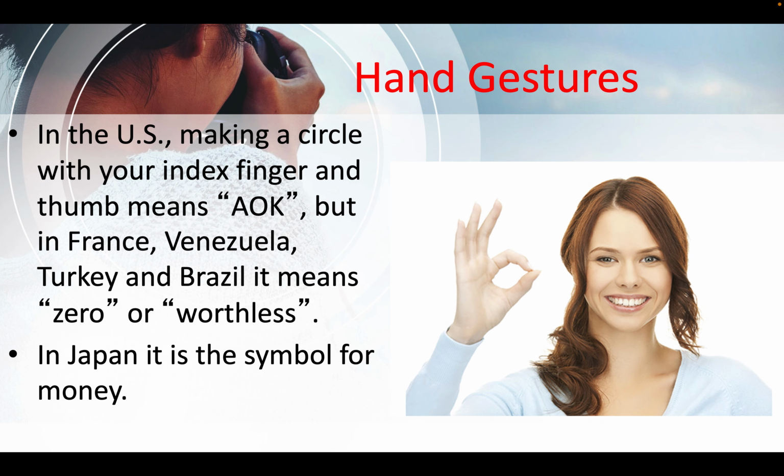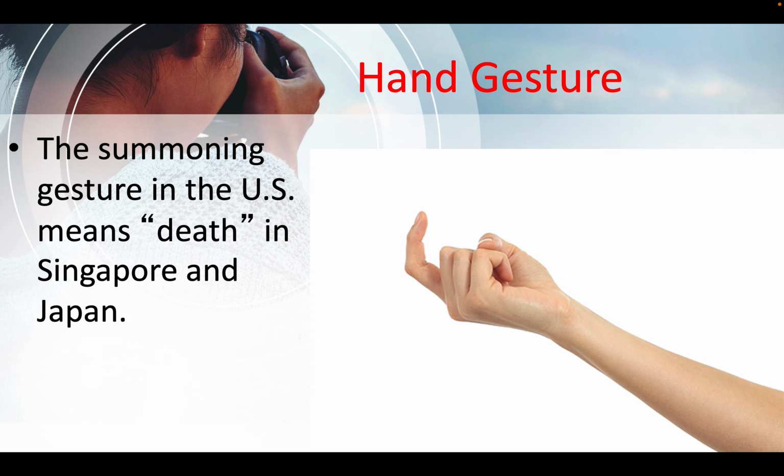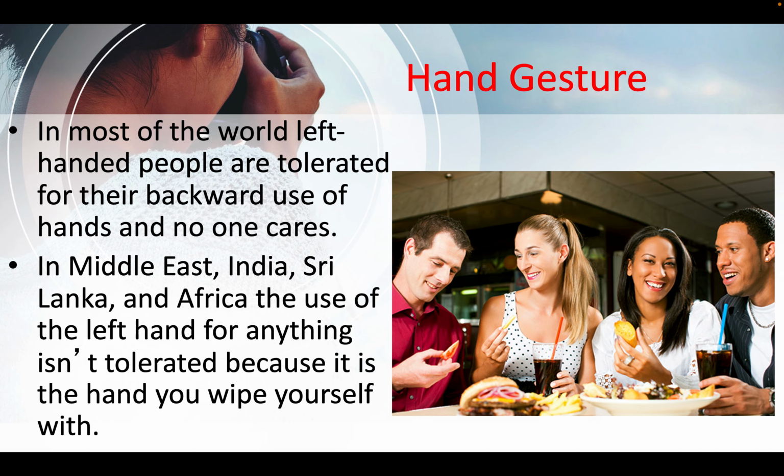In the United States, making a circle with your index finger and thumb means A-OK, but in France, Venezuela, Turkey, and Brazil, it means zero or worthless. In Japan, it is a symbol for money. The summoning gesture in the United States means death in Singapore and Japan. In most of the world, left-handed people are tolerated for their backward use of hands and no one cares. In the Middle East, India, Sri Lanka, and Africa, the use of the left hand for anything isn't tolerated because it is the hand you wipe yourself with.